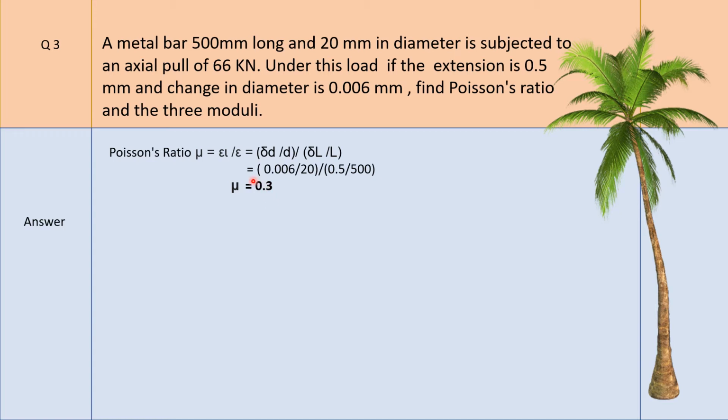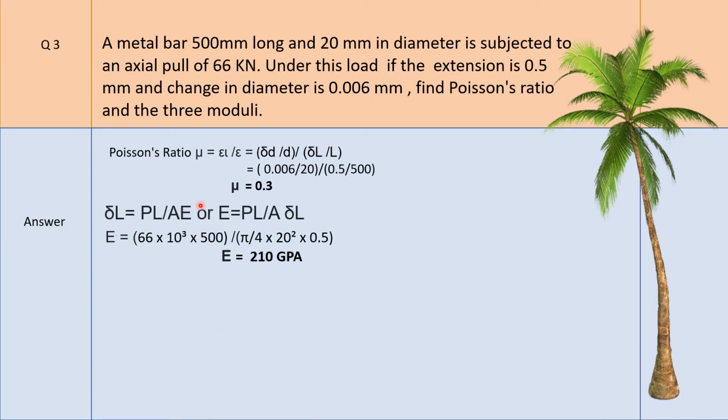You can write once again, bracket open 0.06 divided by 20 bracket close divided by bracket open 0.5 divided by 500 bracket close is equal to, so the Poisson's ratio is 0.3. Now let us calculate E.